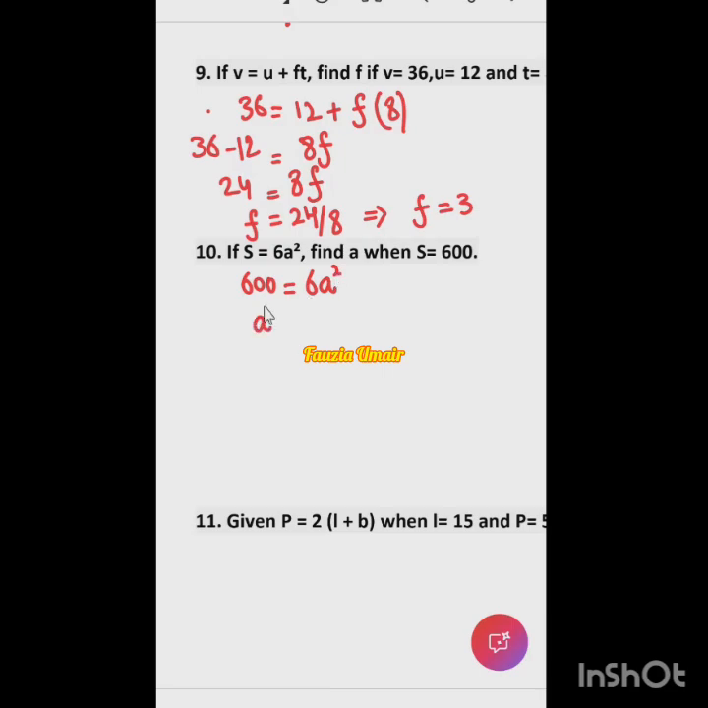So now where will this 6 go? It will divide with 600. That's right, it will be in division. So now a square is equal to how much? 100. So what would be a? 10,000. A square is 100.